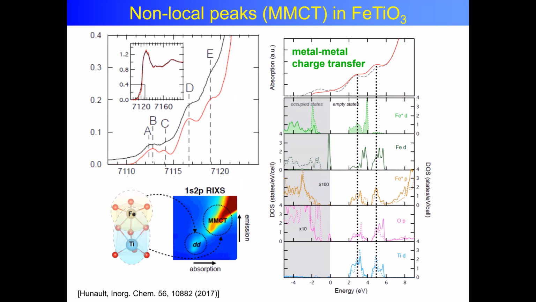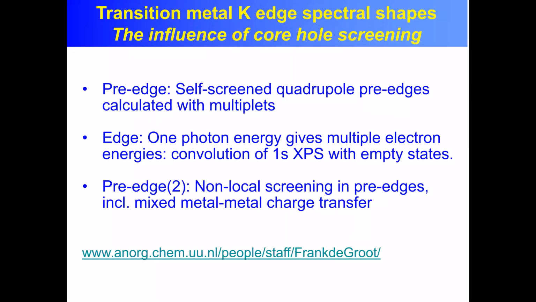This could be called metal-metal charge transfer, although that's a bit dangerous statement, because that suggests it's an initial state effect, while in fact it's a final state effect. It's an effect of screening in the X-ray absorption. Okay, that's what I wanted to say. So a very brief analysis of K-edges, focusing on screening. Pre-edges are self-screened quadrupole transitions that can be calculated with multiplets.